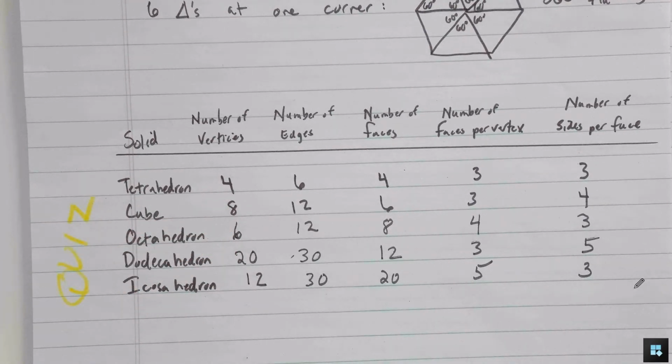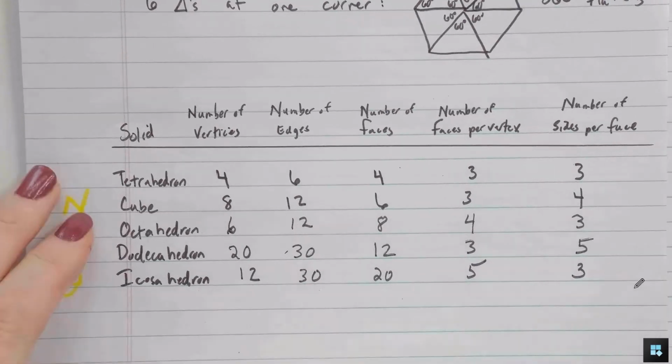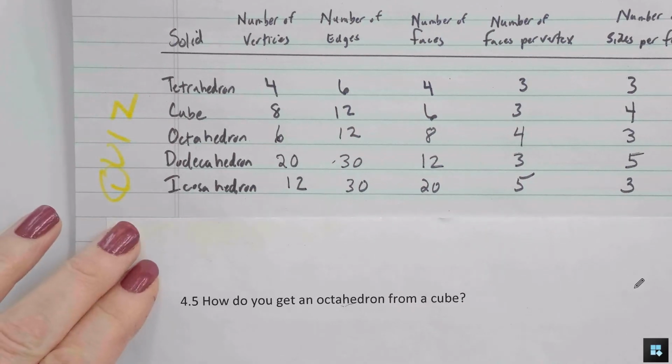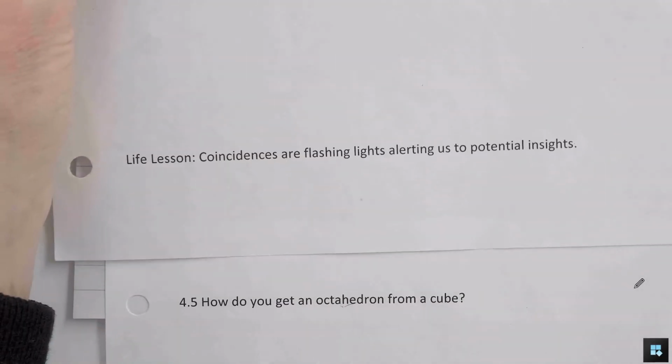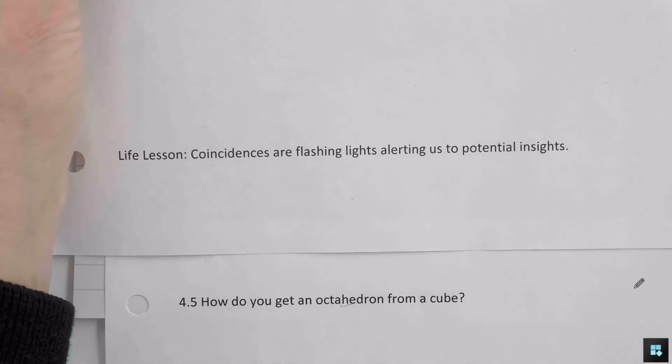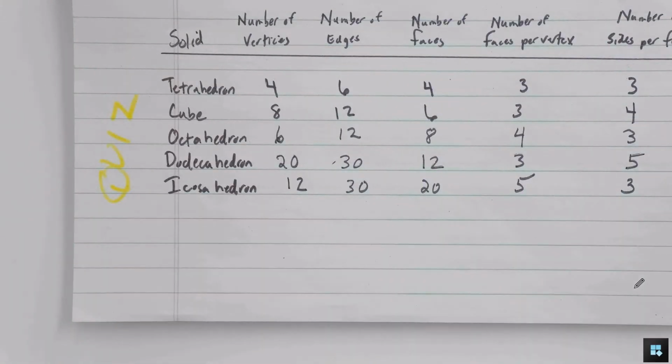Your author calls this phenomenon, with those swapping numbers, a life lesson. How do you get an octahedron from a cube? Let me see if I can find his life lesson. His life lesson is: coincidences are flashing lights alerting us to potential insights. So these coincidences are giving you insights.